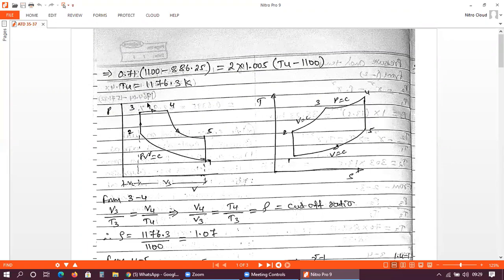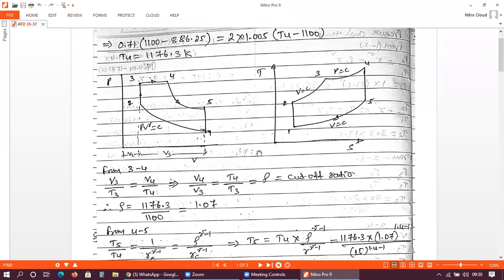Plus heat is also added during the constant pressure process, that is 3 to 4. Heat is added during the process 3 to 4. This is the constant pressure line, as you can see here. P3 is equal to P4, right? Similarly, here V2 is equal to V3. This is constant volume, whereas this is constant pressure. So heat is added at 2 points here, during the process 2 to 3 as well as during the process 3 to 4.